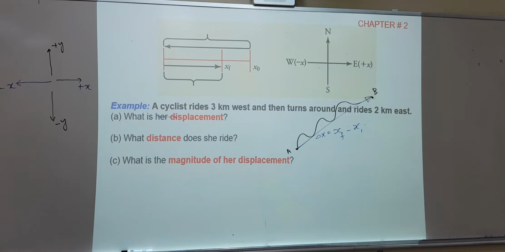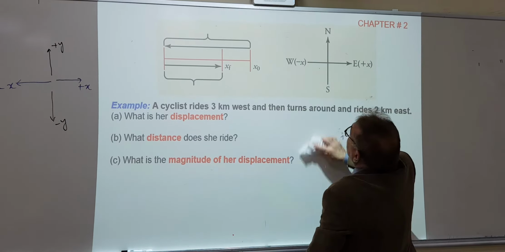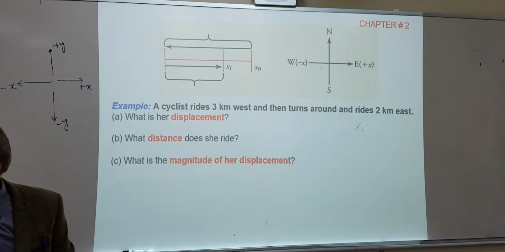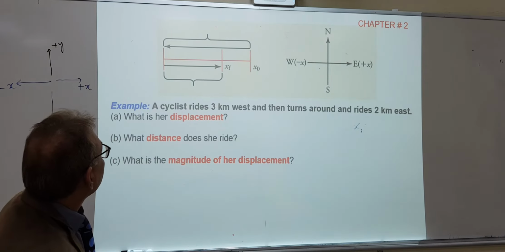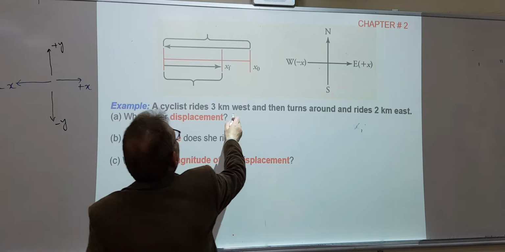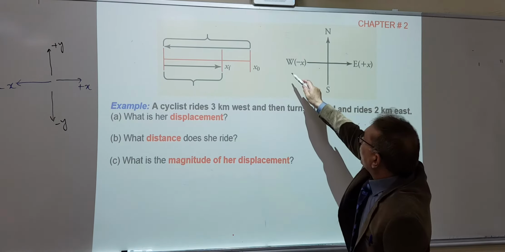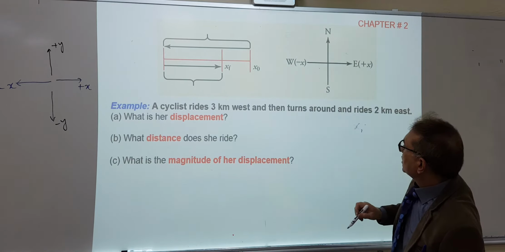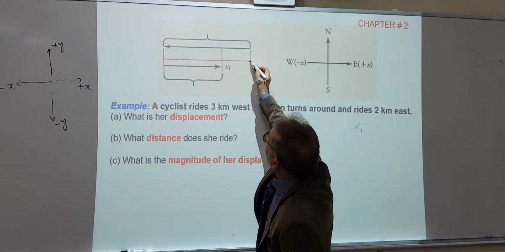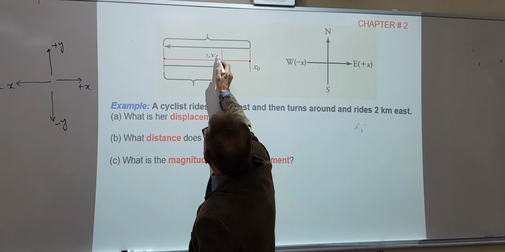Now, the next topic we are going to discuss is another example. For example, if you have a cyclist, he rides from west, okay? A cyclist rides 3 kilometers west. We have these directions: east, west, north, and south. All right? And he rides 3 kilometers west. West is this side. So he starts from here, and west, this is 3 kilometers. Right? This is 3 kilometers.